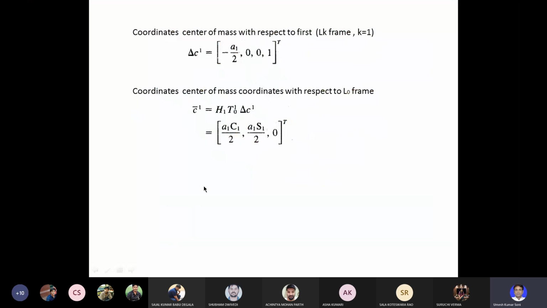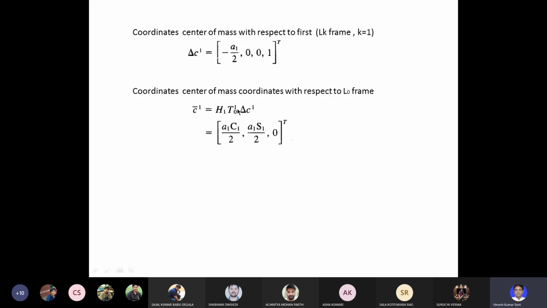You determine this center of mass with respect to L0 frame. So calculate it, how much is it coming, how did you calculate it? So multiplying that T10 and this C1 and H1, you get this center of mass with respect to L0 frame. This is with respect to LK and this is with respect to L0 base frame. Always we will convert to the base frame using this equation.